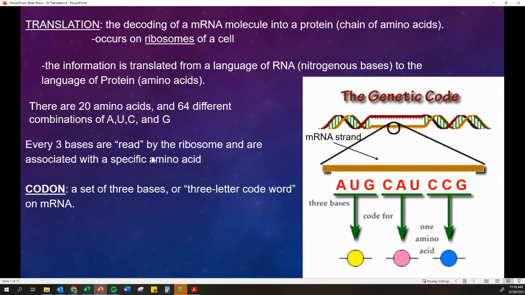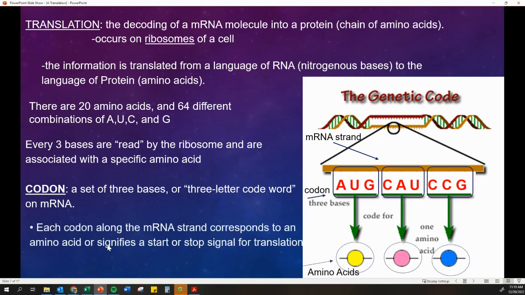They're read every 3 bases. This is the ribosome going through and associating every 3 bases in the RNA with 1 amino acid. This set of 3 is called a codon. It's that 3-letter code word for the mRNA. So each codon along the mRNA strand corresponds to an amino acid, and we have ones that signify the start and the stop of translation as well.